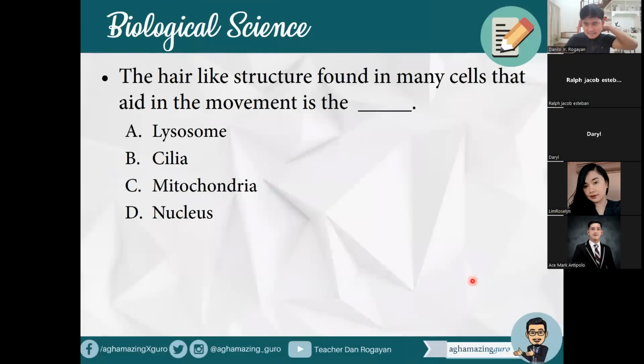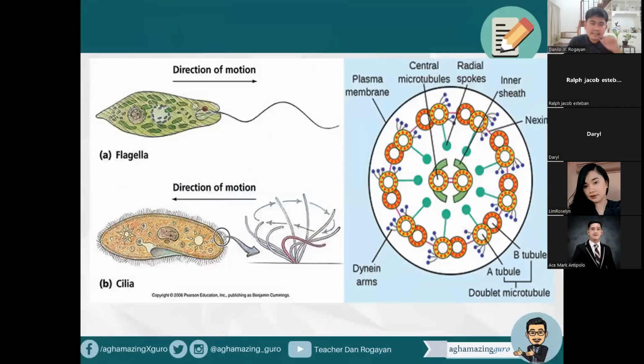Okay, so the hair-like structure found in many cells that aid in the movement is the blank. A, lysosome. B, cilia. C, mitochondria. D, nucleus. That is correct. Gen Ed, lumalabas din to. That is cilia. That's correct. Okay? Ayan. So, flagella, meron ding cilia. So, usually ito mga sa protists ninyo. Okay? So, we have the flagella and cilia.